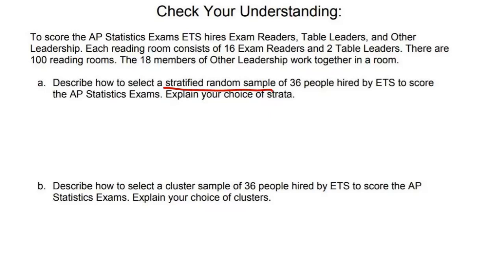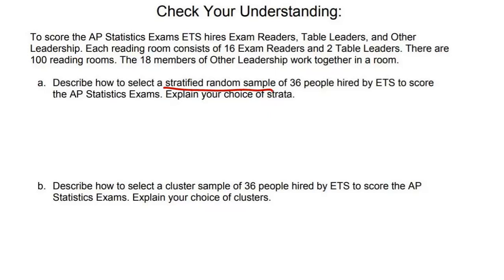Remember, when we're doing stratified random sampling, we want to divide up our population based on some characteristic that they all have in common. So what room they've been placed in would be a characteristic that they all have in common. What else do they have in common, not necessarily with the whole big population, but with some other people that are here? What would be another characteristic? Some of them are exam readers, table readers, and other leadership.